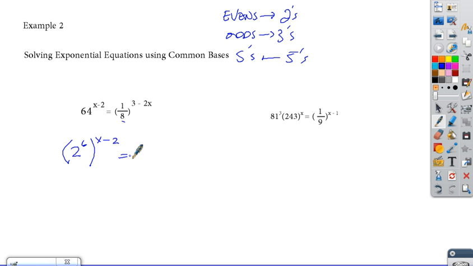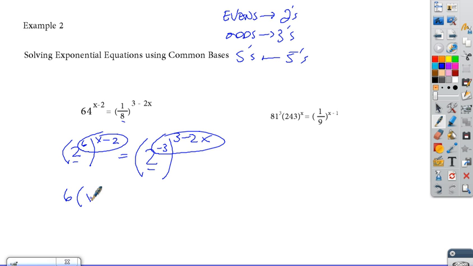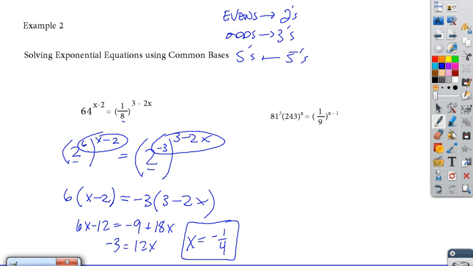All right. And 1/8 is going to be 2 to the negative third. If you don't know that, then you need to guess and check. 3 minus 2x. Once I have the bases the same, 2 and 2, I can let their exponents equal one another. So I'm going to have 6x minus 2 equaling negative 3 minus 2x. And then I solve that equation. Go ahead and do that. And I got x equals negative 1/4 for that.